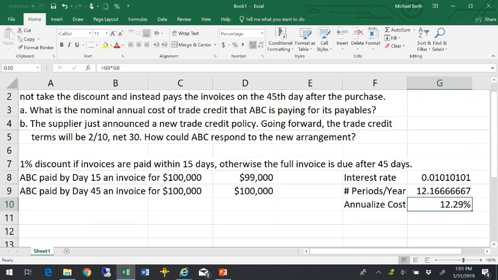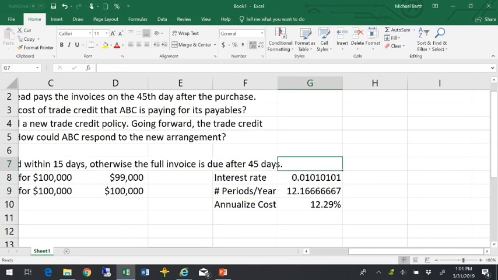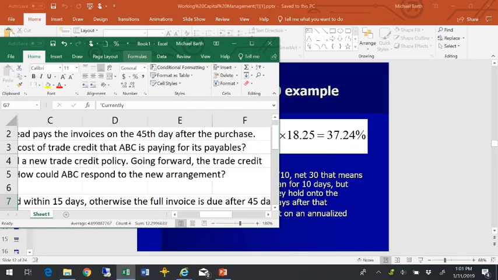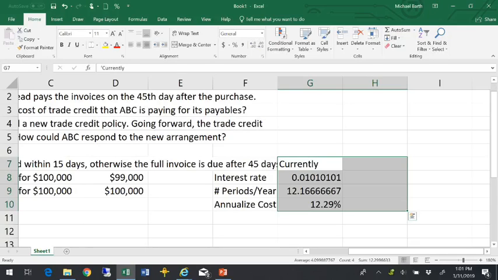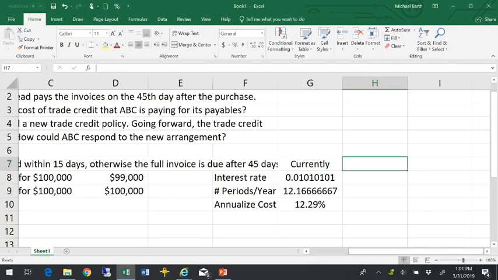Okay, and for a lot of companies, 12% is just not worth messing with. You know, you pay 18% on a credit card, so the annualized cost of 12% might not seem like all that much for the loan for this particular company. On the other hand, if the supplier switched, going forward, to new credit terms of 2/10 net 30, what that'll mean is that currently they're not paying that much for the borrowing arrangement, but the cost just went up.